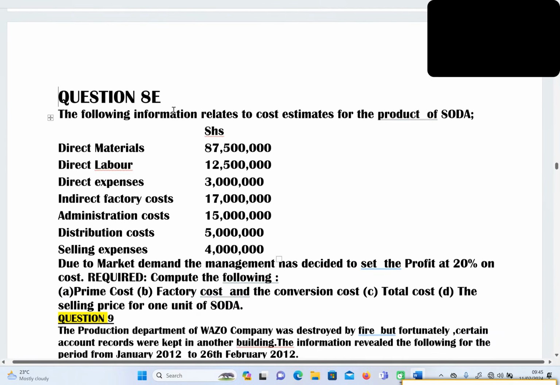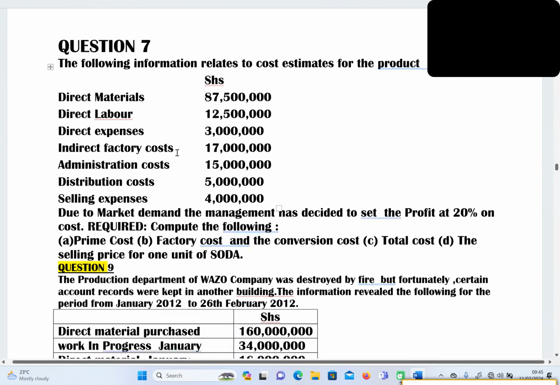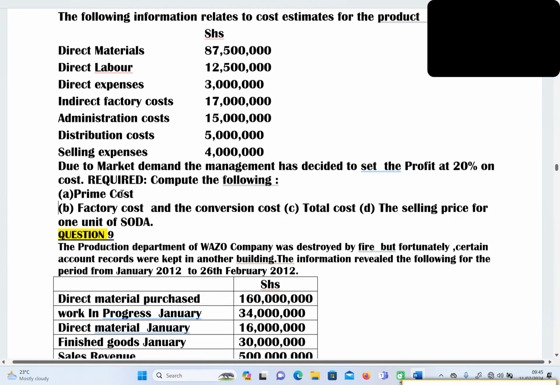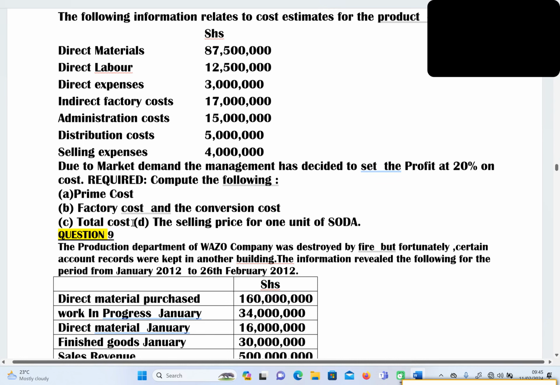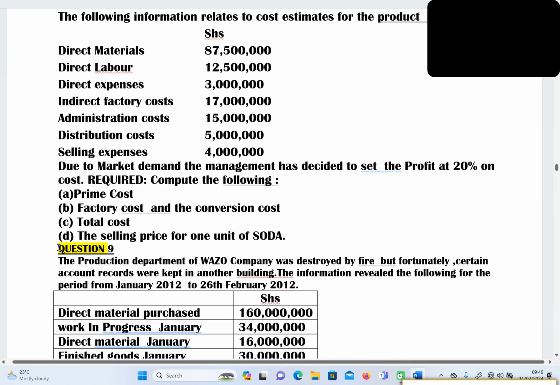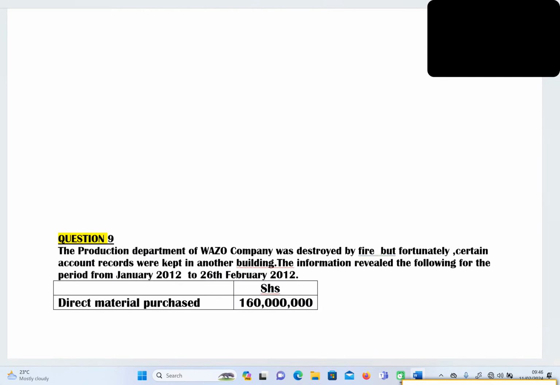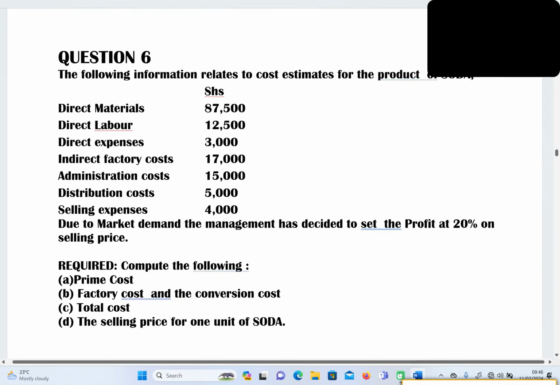Sasa kwa mfano conversion cost. Conversion cost ni nini? Ni component ya labor na overhead. Ni total cost of labor and what? Overhead. Tunaita conversion cost. So conversion cost is the total cost of labor plus overheads. Ndio wanaziita conversion cost. I'll talk somewhere.